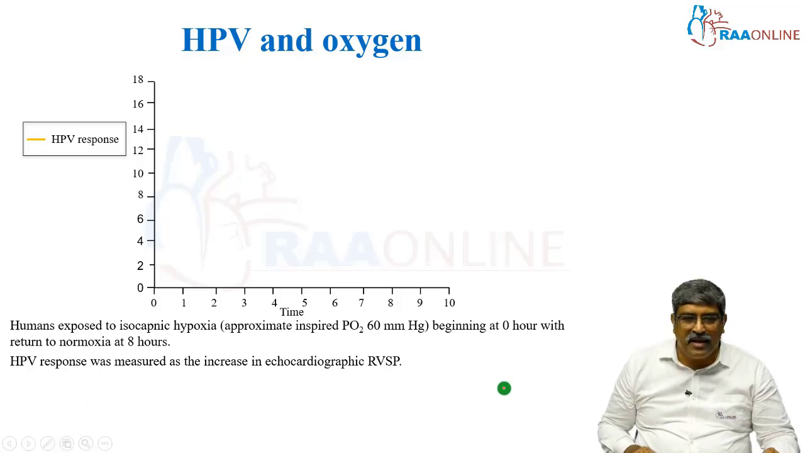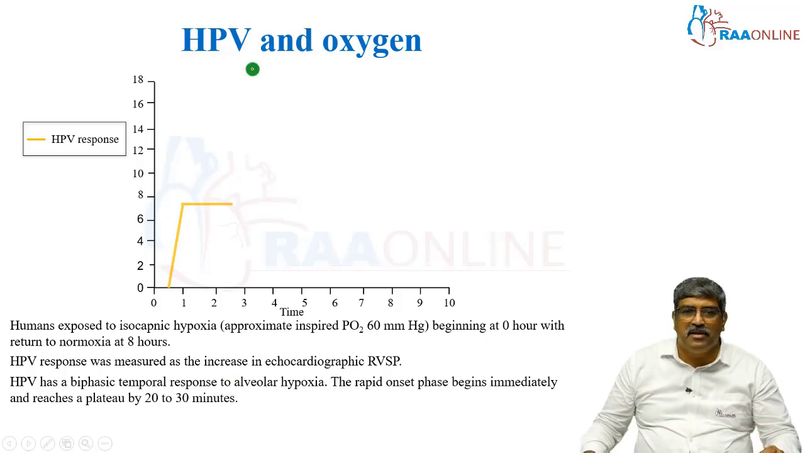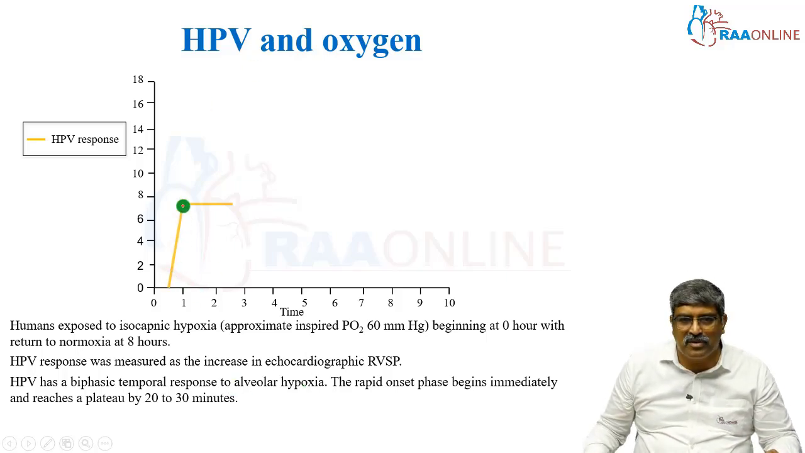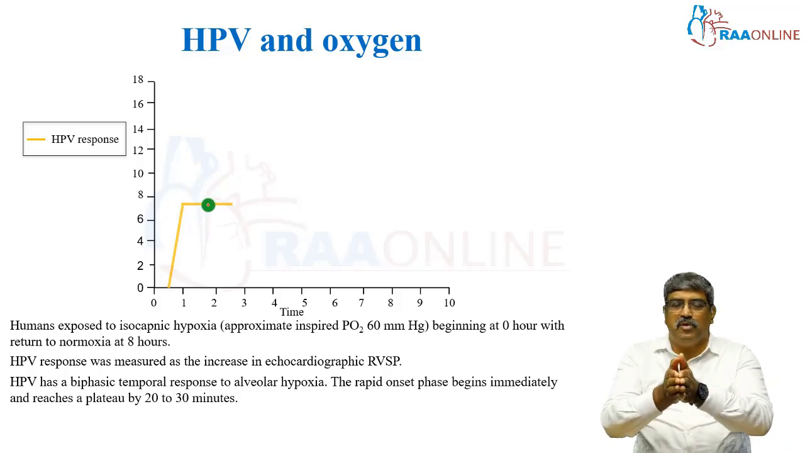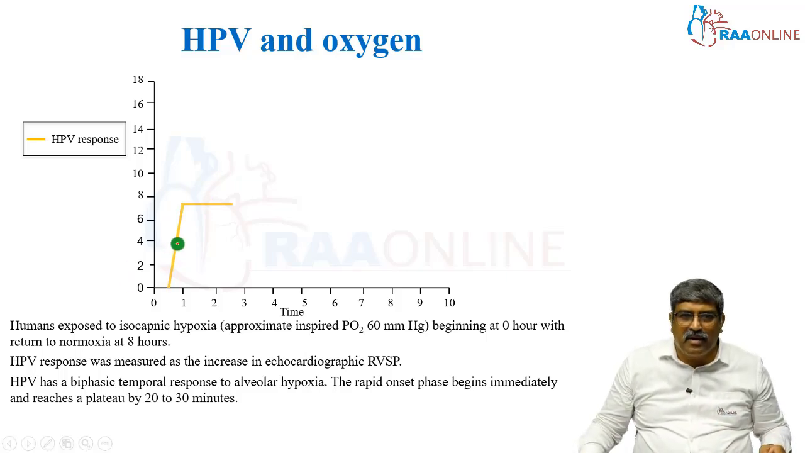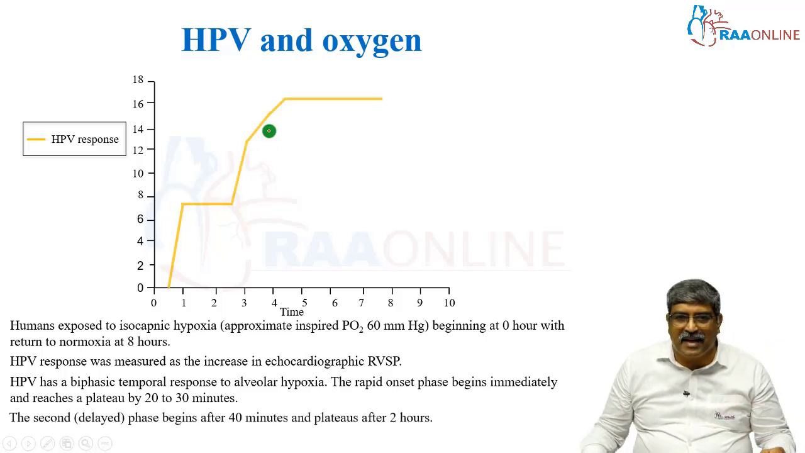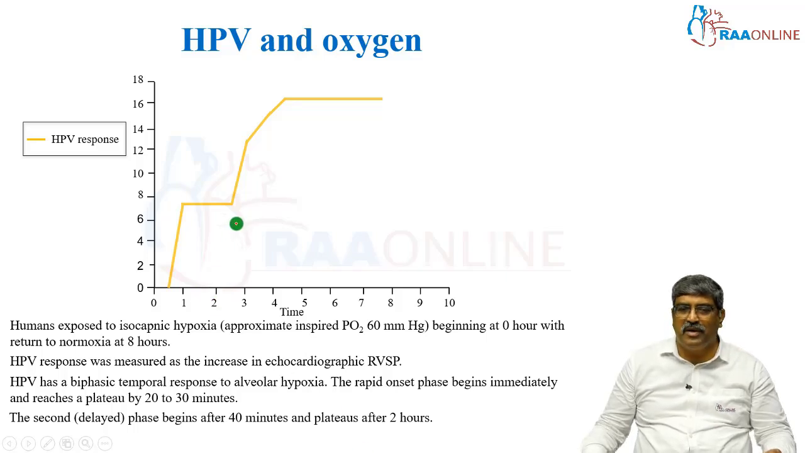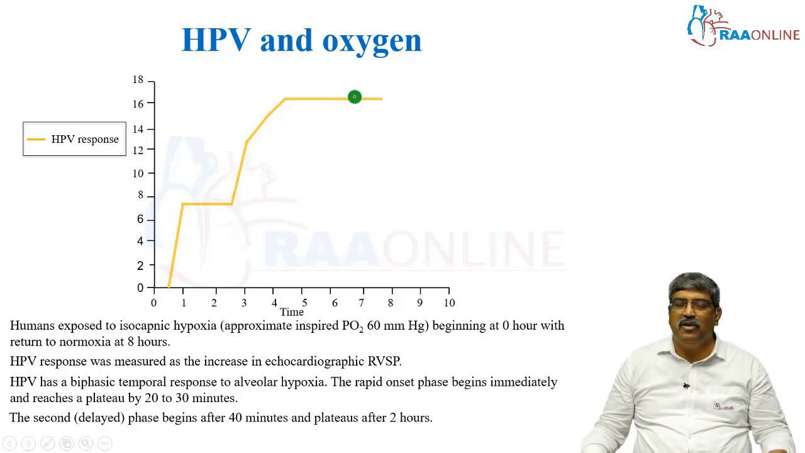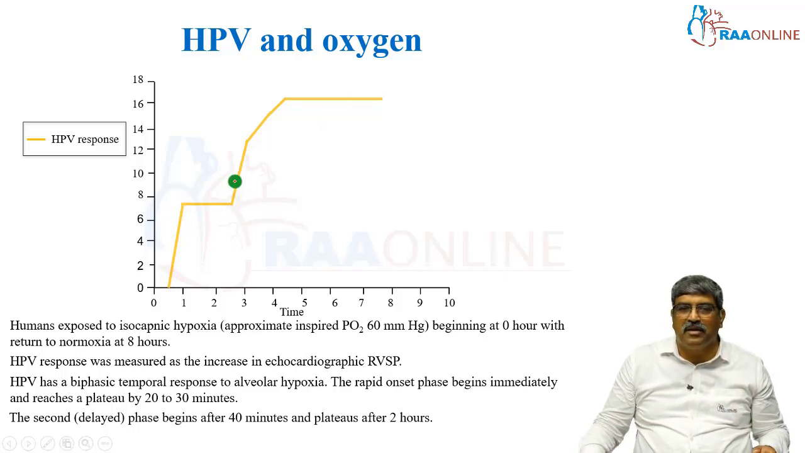So what happened in the initial period? There was a biphasic response to alveolar hypoxia. This is the initial rapid onset phase and there is a plateau phase which happens immediately when you are exposed to hypoxia. There is an immediate fast response and a plateau phase. And there is a delayed second phase which begins around 40 minutes, they have mentioned, but here it shows 2 hours, and it plateaus after 2 hours. So there is an initial response, plateau, then a second delayed response, again a plateau.